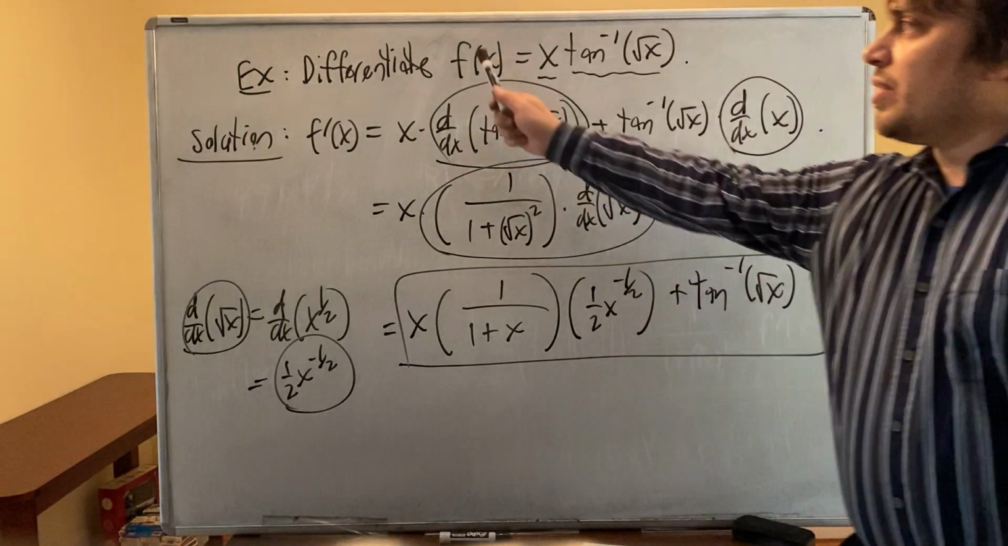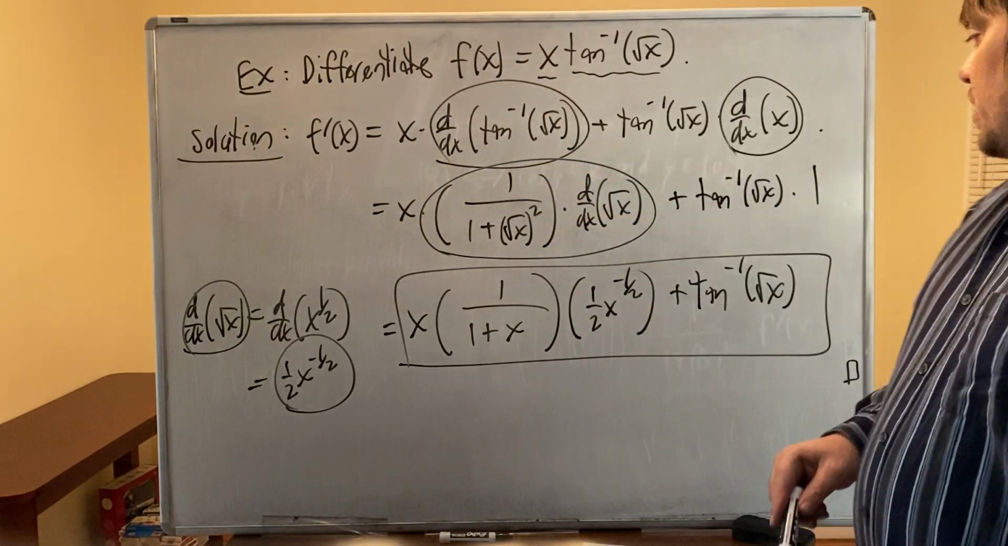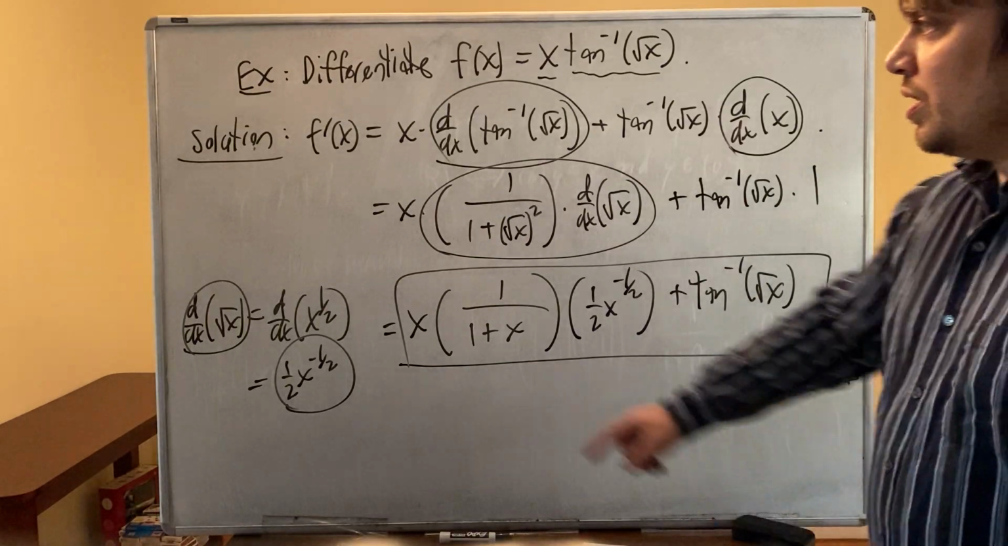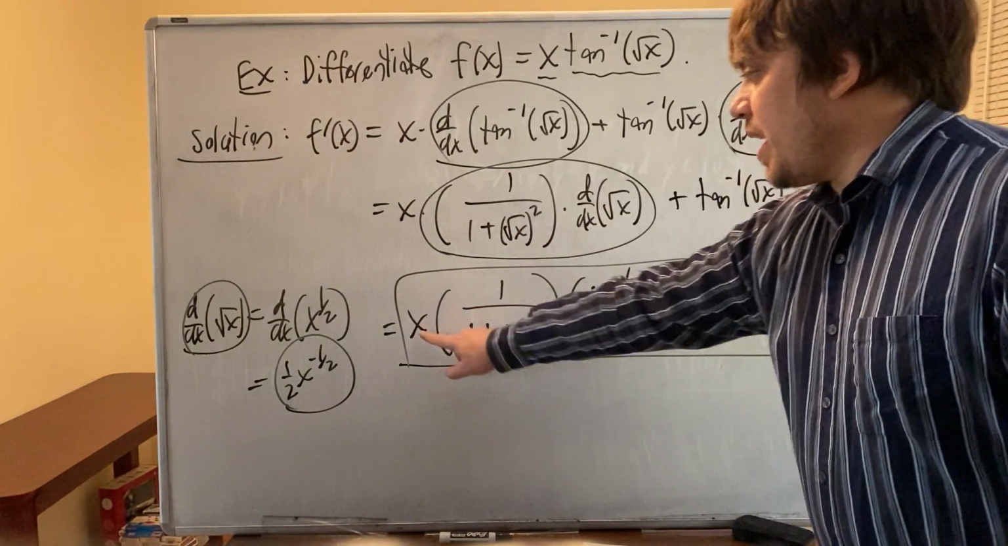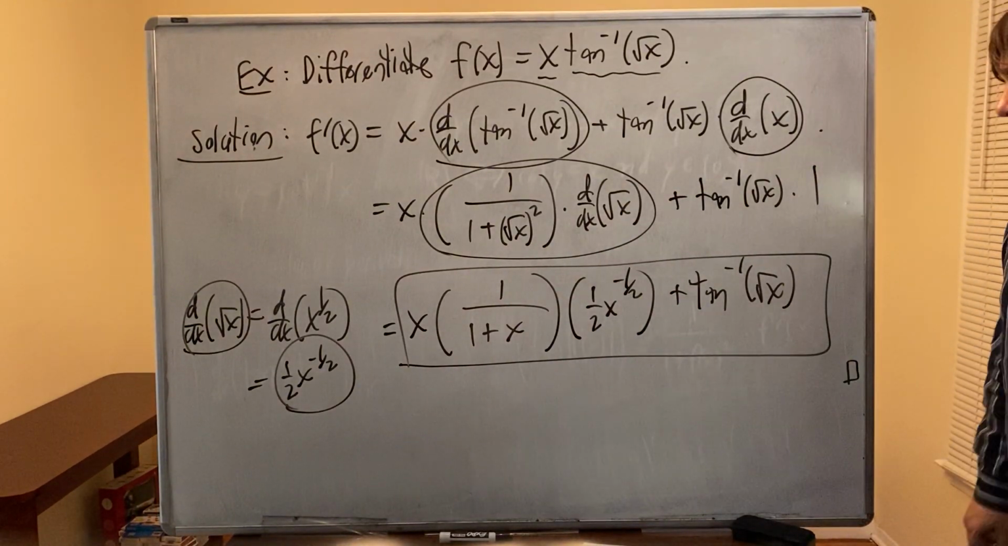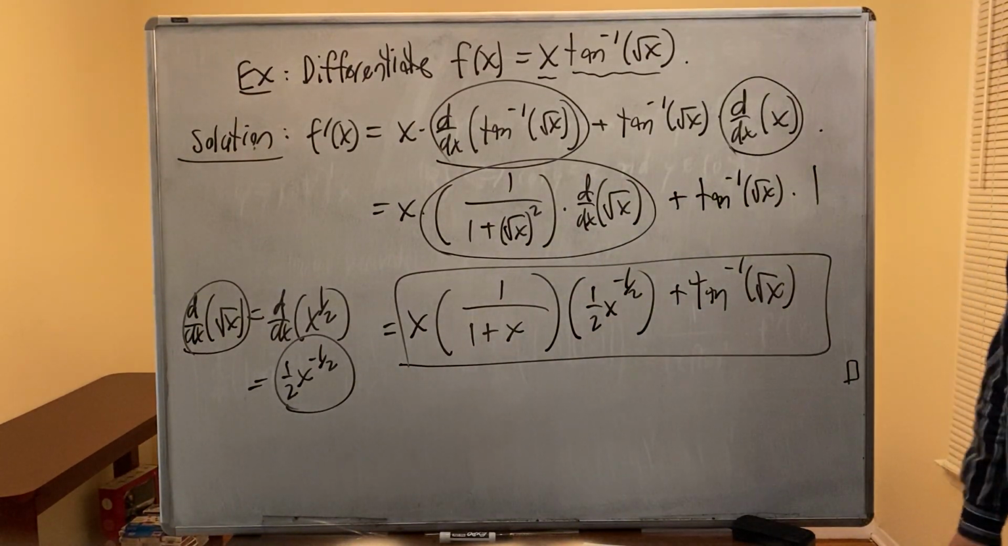Okay, so the example is: differentiate f of x equals x times tan inverse of the square root of x. The answer is f prime of x is equal to x times 1 over 1 plus x times 1/2 x to the negative 1/2, plus tan inverse of the square root of x. That's the final answer.